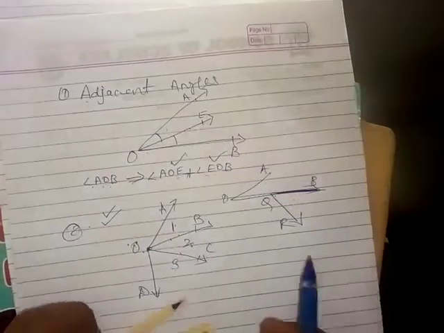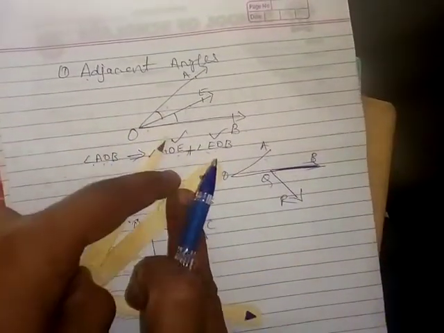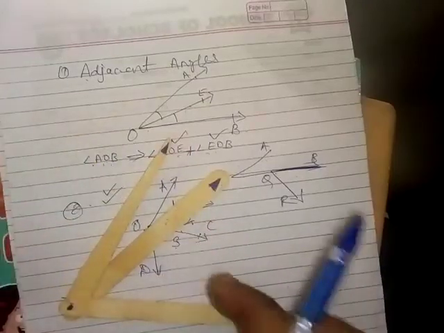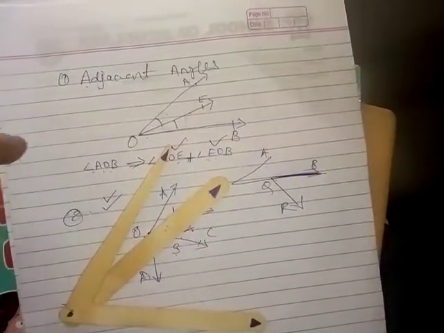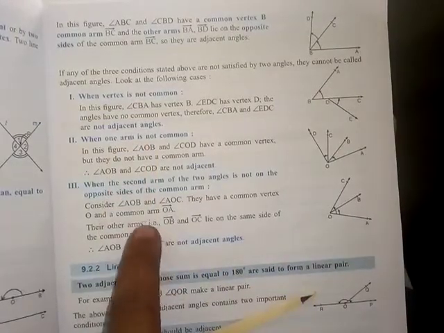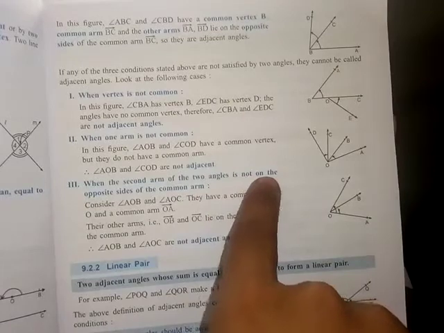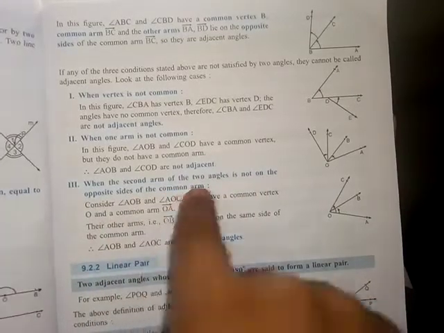So here you can see in the figure, their vertex is also the same and the common arm is the same, so angle 1 and angle 2 are both adjacent to each other. Students, the first part and second part I explained to you. Now the third part I am going to explain: when the other arms of the angles are not on opposite sides of the common arm.